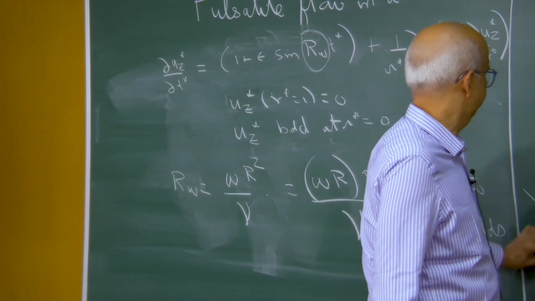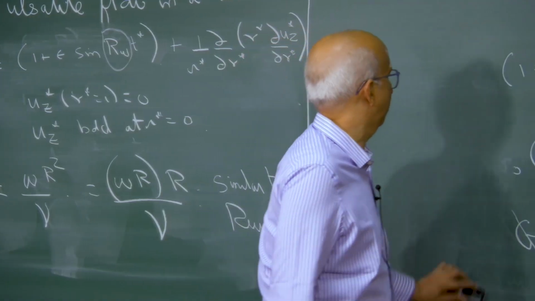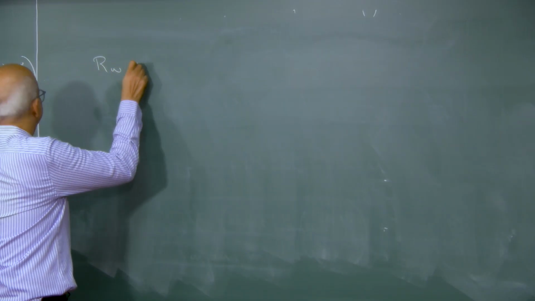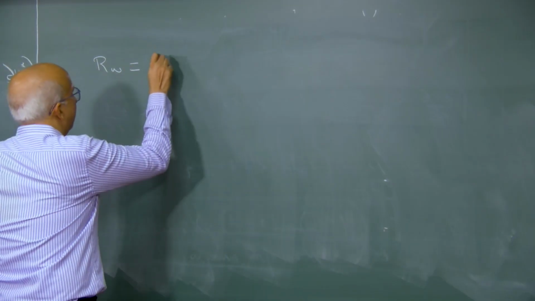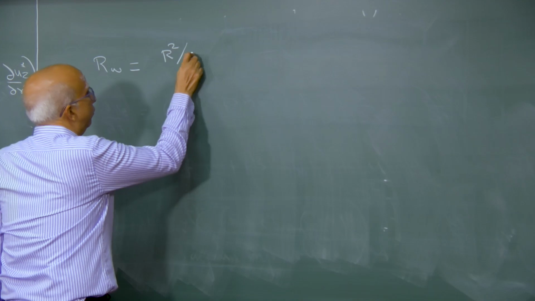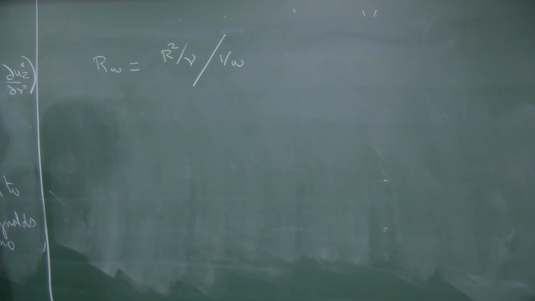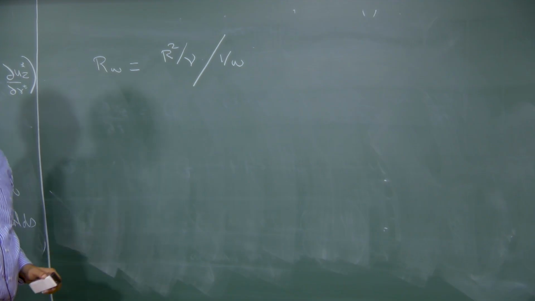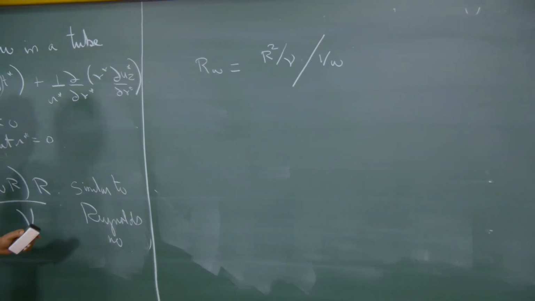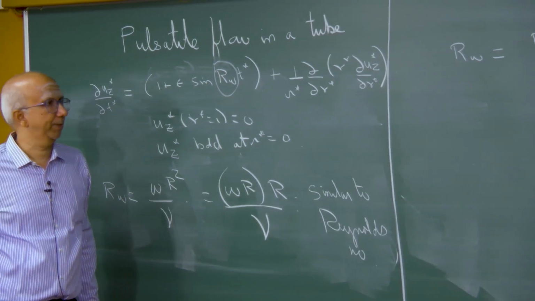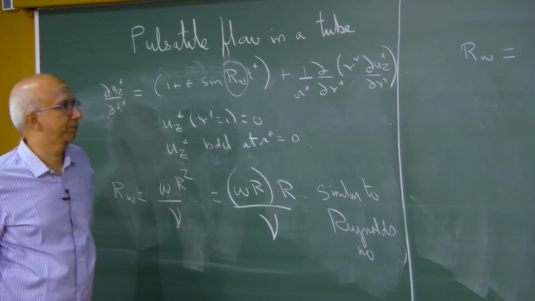Another interpretation that you can have is that RW is r squared divided by nu, the whole thing divided by 1 by omega. So, this is another interpretation for RW, the dimensionless number which arises. So, you see this particular problem is governed by only one dimensionless number RW. There are no other dimensionless numbers showing up.